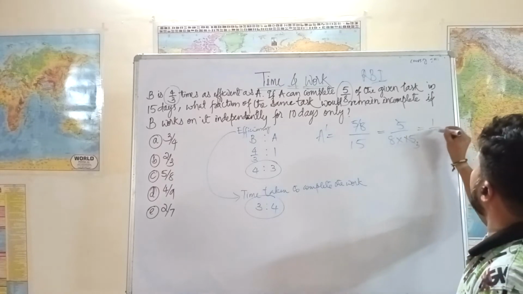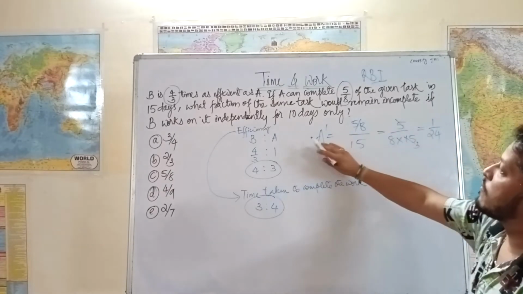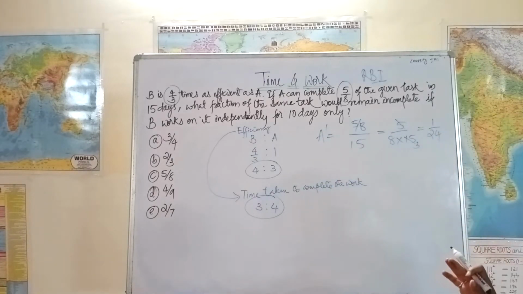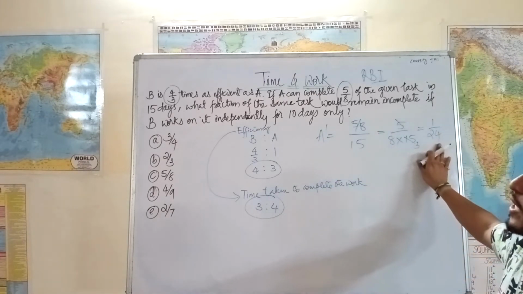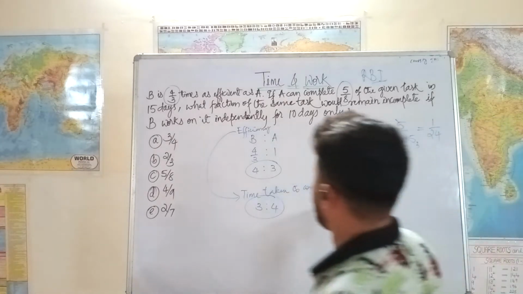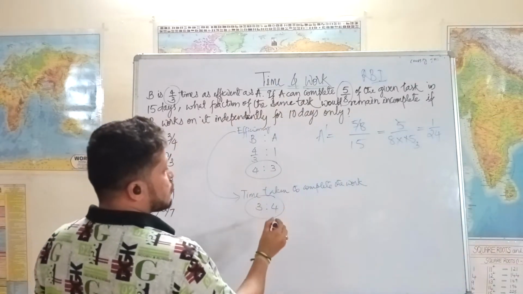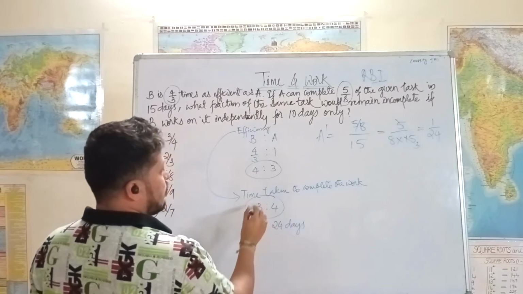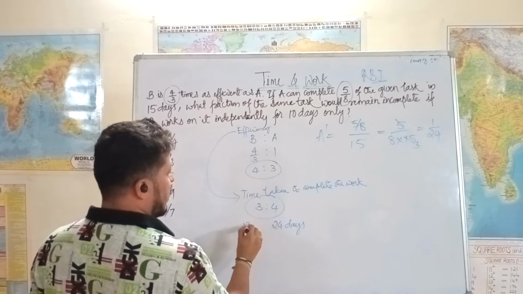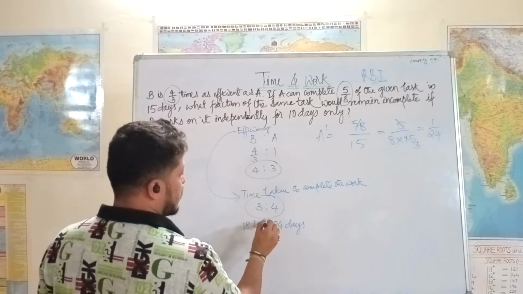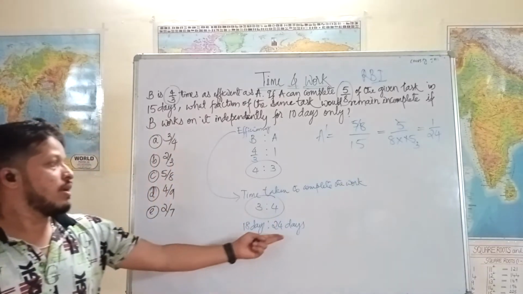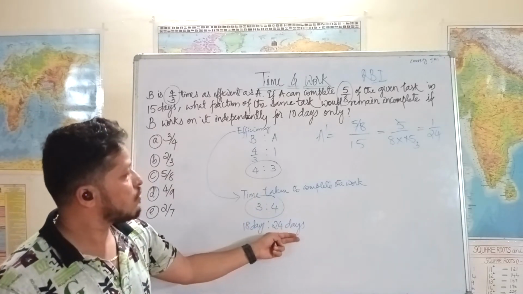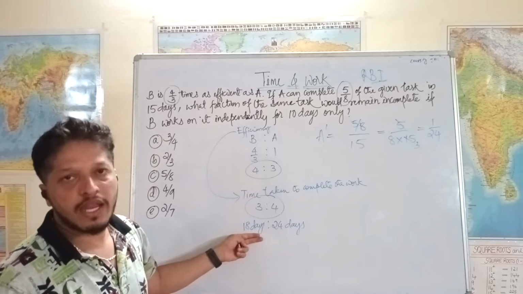5 ones are 5. So 1/24 is his efficiency. That means what? If you give 24 days, he can complete the entire work. If A gets 24 days, he can complete the entire work, right? That means B can complete the entire work in 18 days. So that's the ratio, right? 3:4 ratio. If A can complete the entire work in 24 days, then B can complete it in 18 days.